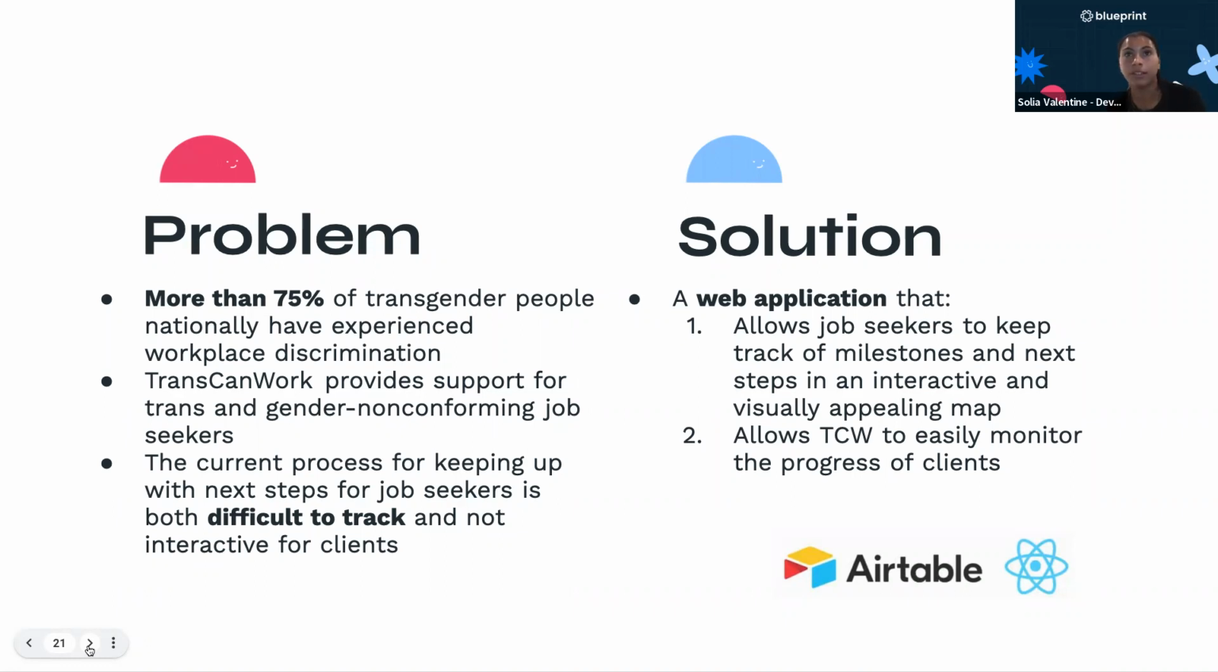However, the current process for keeping up with the next steps for job seekers is very difficult to track and is not interactive with the people who are using this application, to the point where they have no external application for clients to track their progress. So our proposed solution is a web application that allows job seekers to keep track of their milestones in an interactive and visually appealing app. The proposed web app would be a map that would also allow TCW to easily monitor progress of their clients through an internal system, following the same sort of map structure.